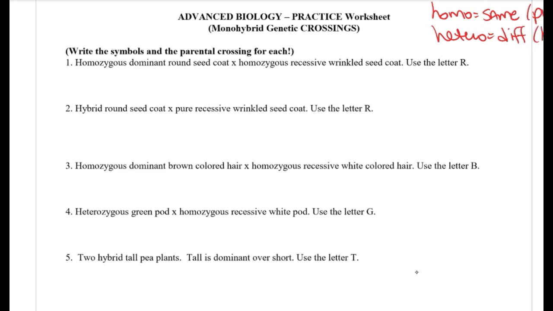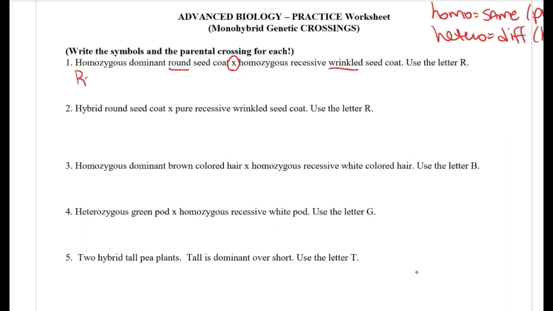I'm going to look at what I'm going to be crossing. So let me read through it once, and then I'll go back and pull out the key words before I start setting it up. I have homozygous dominant round seed coat cross, so that means that X means a cross, with a homozygous recessive wrinkled seed coat, and it tells me to use the letter R. So it looks like my contrasting alleles for my one trait, what that means, my one trait is seed coat, my contrasting alleles is round and wrinkled.